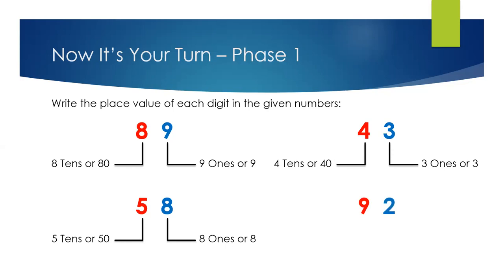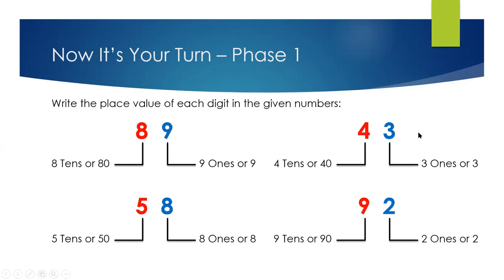Here we have a fourth number 92. 2 is the first digit from the right, so representing 2 ones or 2. And the 9 is the second digit from the right, so it is representing 9 tens. So the number is 92. Let us read out the numbers from the first place. Here is the number 89, 9 ones, 8 tens.